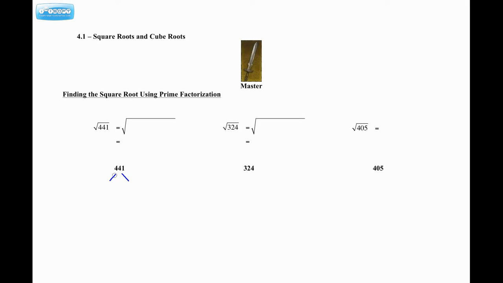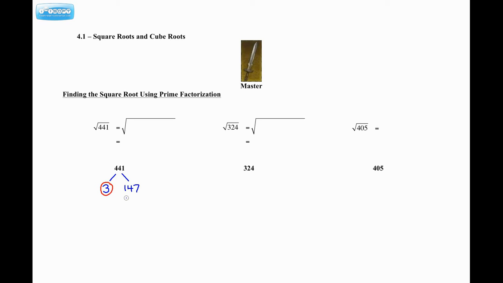Well, I know it's not divisible by 2 because it's an odd number. Is it divisible by 3? Well, 4 plus 4 plus 1 is 9. So this is definitely divisible by 3. Okay. If you don't have a calculator, you can quickly do the long division. But if you divide it by 3, you get 147. Okay. Well, here, 3 is prime, so it's done.